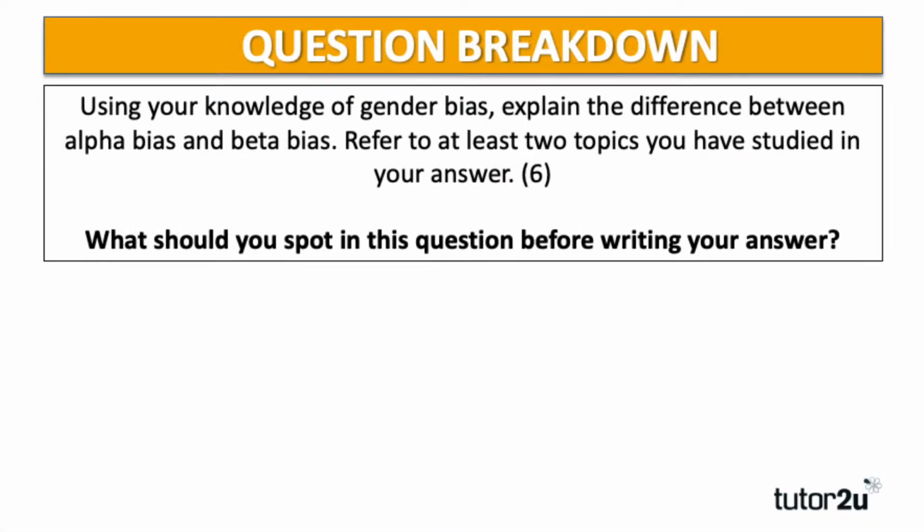Okay, so we're going to do some question breakdowns. If you look at this question: using your knowledge of gender bias, explain the difference between alpha bias and beta bias. Refer to at least 2 topics you've studied in your answer. So what should you spot in this question before writing your answer? What is it wanting you to do? What are the key things? If you were looking at that, what would you be underlining? What would you be highlighting?